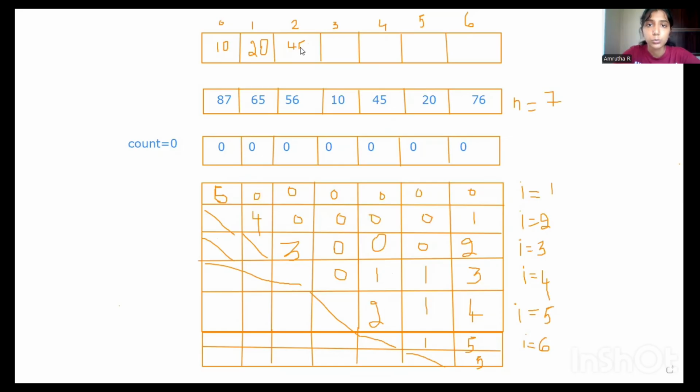index position 2. Third we have 56. Fourth we have 65. In the fifth position we have 76. In the sixth position we have 87. So this is our new sorted array. So this is how the counting sort algorithm basically works. Now let us see the algorithm step by step.